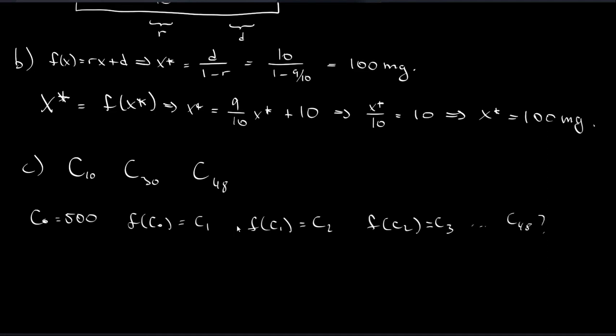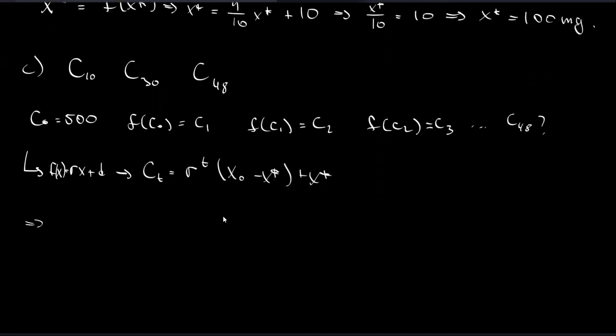Or you could remember that we have an equation for it, right? When your system is of the form Rx plus D, if f of x is Rx plus D, then your general solution is C_T equals R to the T times x naught minus x star, plus x star. Now, in our case, x star is 100 milligrams and x naught is 500 milligrams.